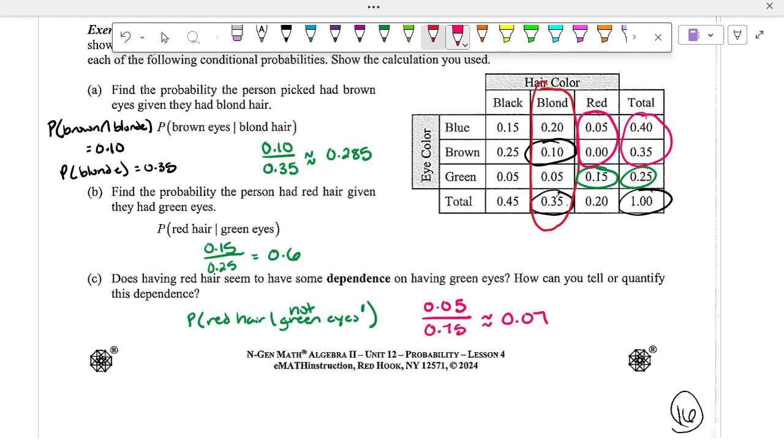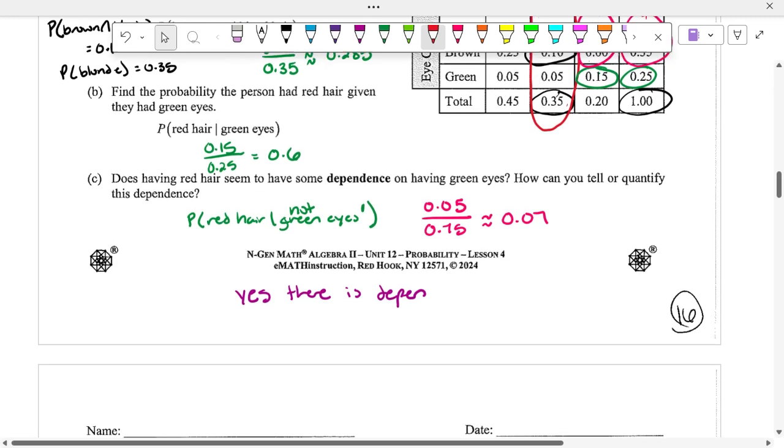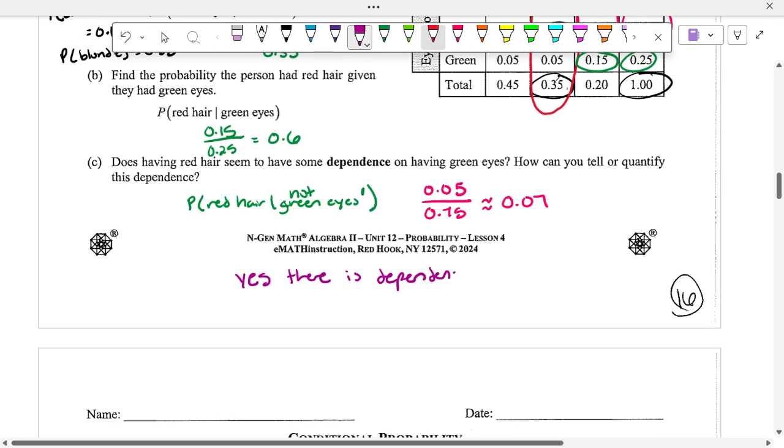So, based off of those two probabilities, it's pretty obvious that they're not independent of each other. There's definitely some dependence. Would it be independent if it was a high number? No, it would be independent if they were exactly the same or really, really close. Especially since we're rounding, if it was like 0.59, we could infer they were pretty close to independent. But since they're not even close, they're definitely dependent.